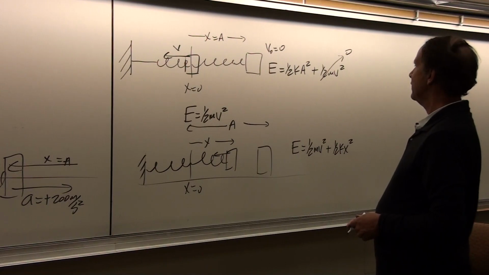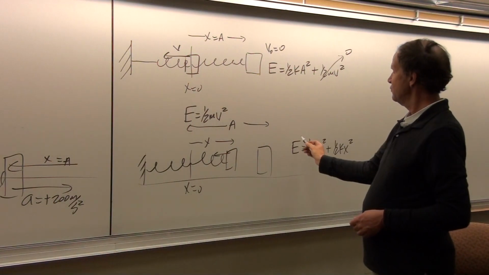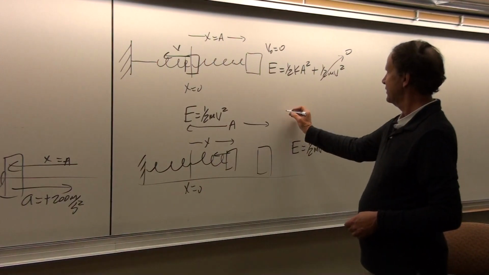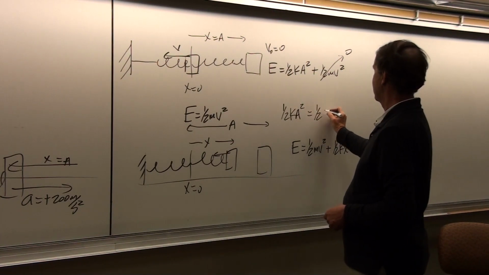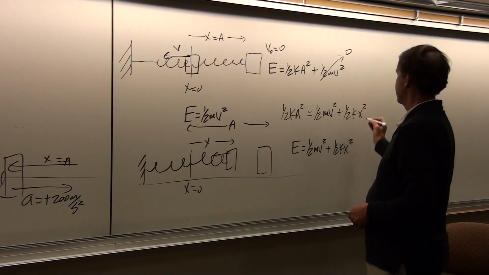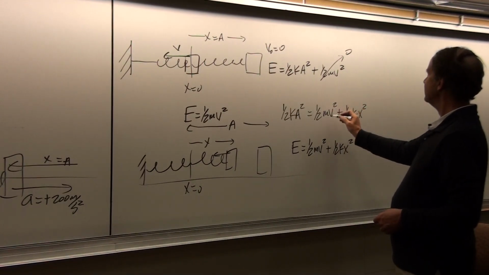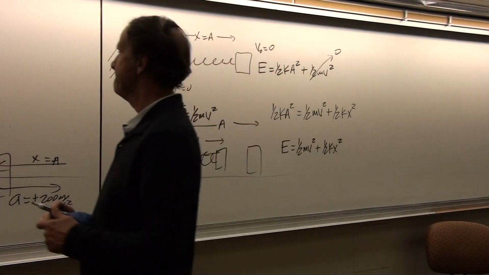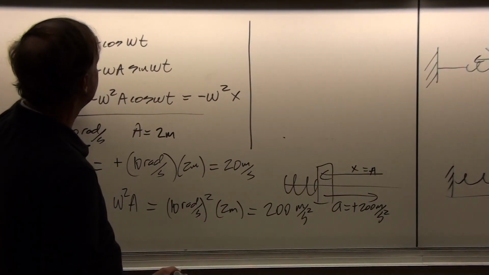But we also know that the maximum energy of the system occurs when it's all potential. So we can rewrite the total energy in terms of the maximum amplitude. So that this can be written 1/2 ka squared equals 1/2 mv squared plus 1/2 kx squared. And this allows us to solve for the velocity as a function of x. Okay, so I'll do that over on the left-hand board. So we can compare that result to the value that we get here for the velocity as a function of t.